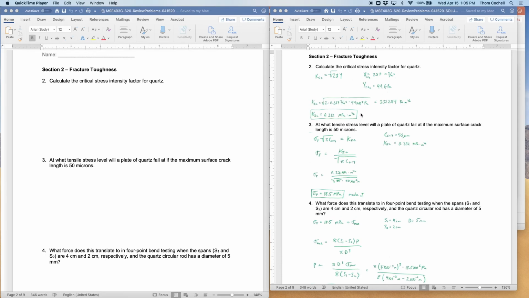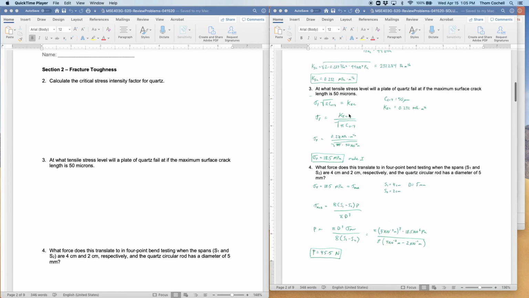So putting those two numbers in, I've converted to SI units so that it's Pascal meter to the 1/2. And then I've converted to megapascal meters to the 1/2 because that's a more common unit. So that's 0.232.